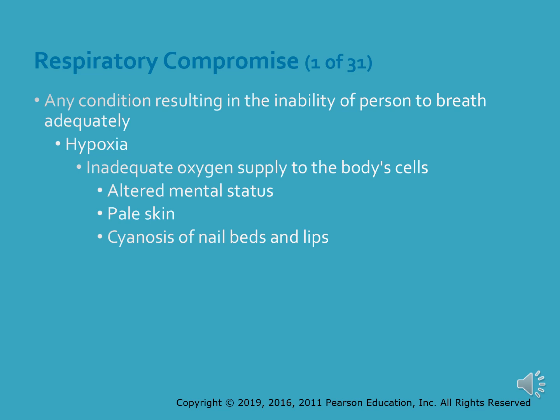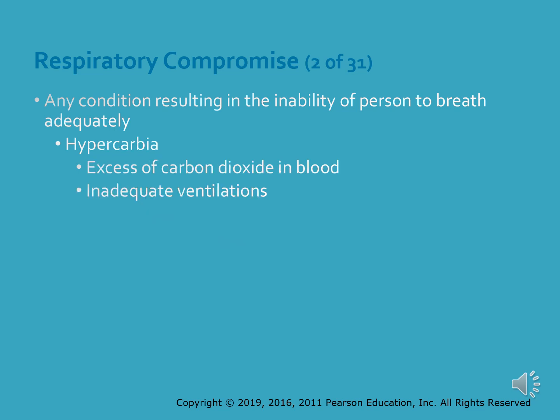Hypoxia occurs when the body's cells do not receive an adequate supply of oxygen. Signs of hypoxia include altered mental status, pale skin, and cyanosis of the lips and the nail beds. Breathing can also become compromised due to inadequate ventilations. Ventilations become inadequate when they become too shallow or too weak, or when the air becomes trapped in the lower airways, such as from emphysema or asthma. As the ventilatory rate drops, a condition known as hypercarbia can develop. Hypercarbia is the condition of having too much carbon dioxide in the blood.